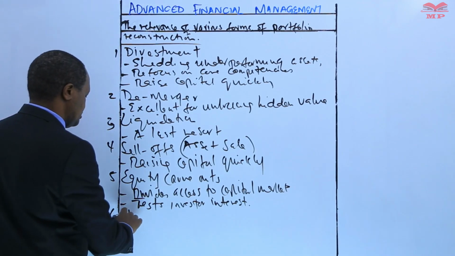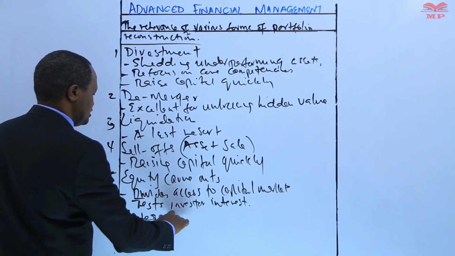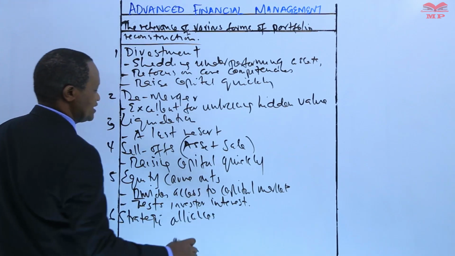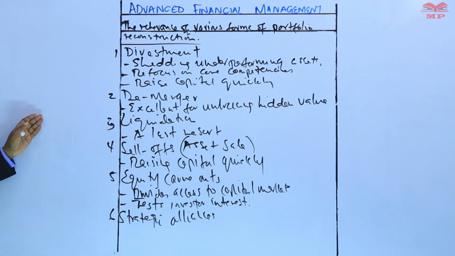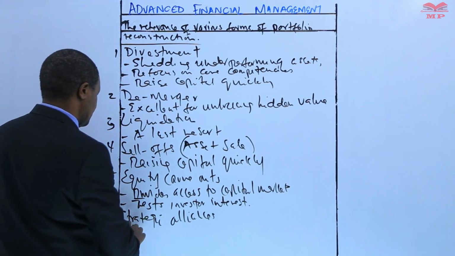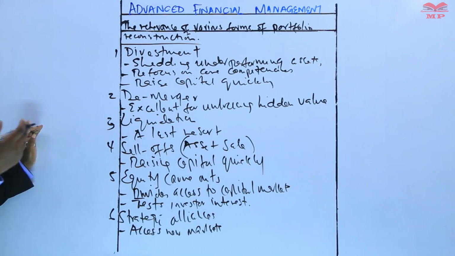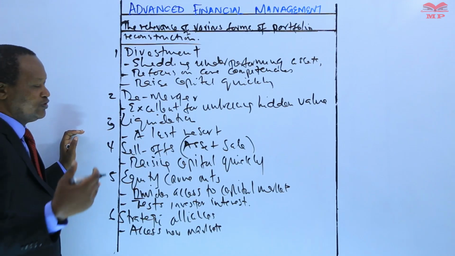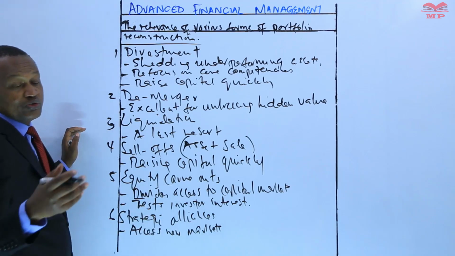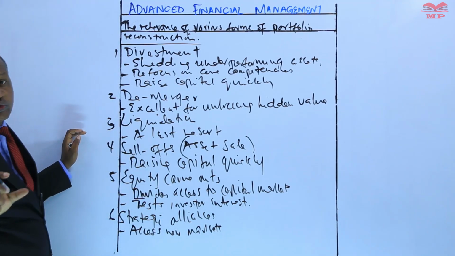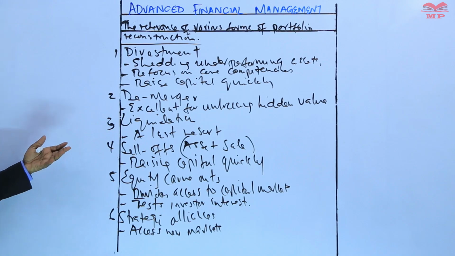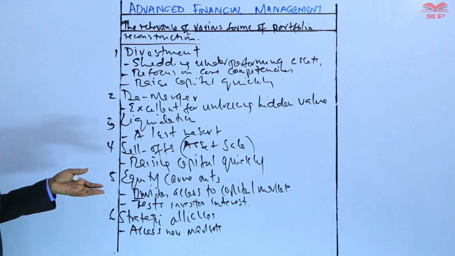Sixth, we had studied strategic alliances. What is the relevance of strategic alliances in portfolio reconstruction? Now, strategic alliances enable a company to access new markets. A company can enter into an alliance with another company with a view to obtaining markets which the company may not be able to attain on its own. So that is the relevance of strategic alliances.